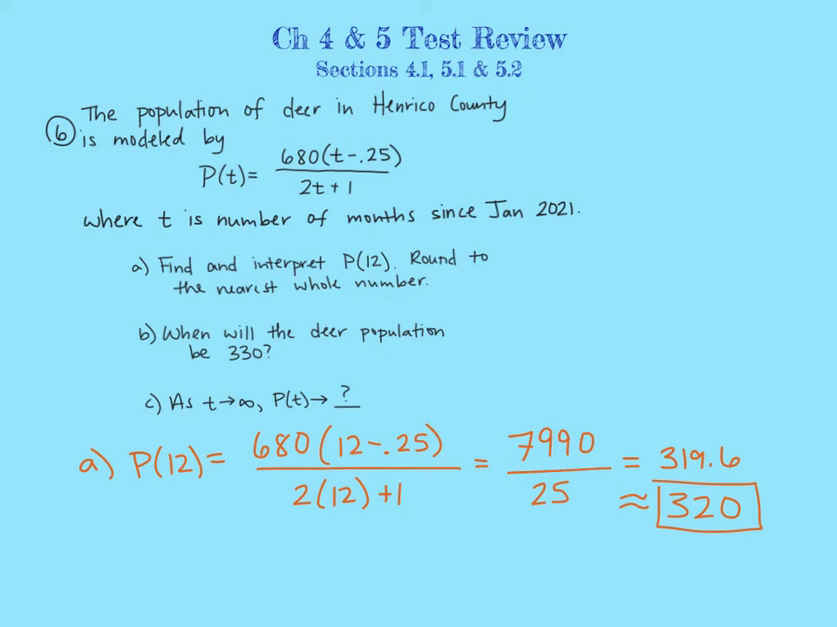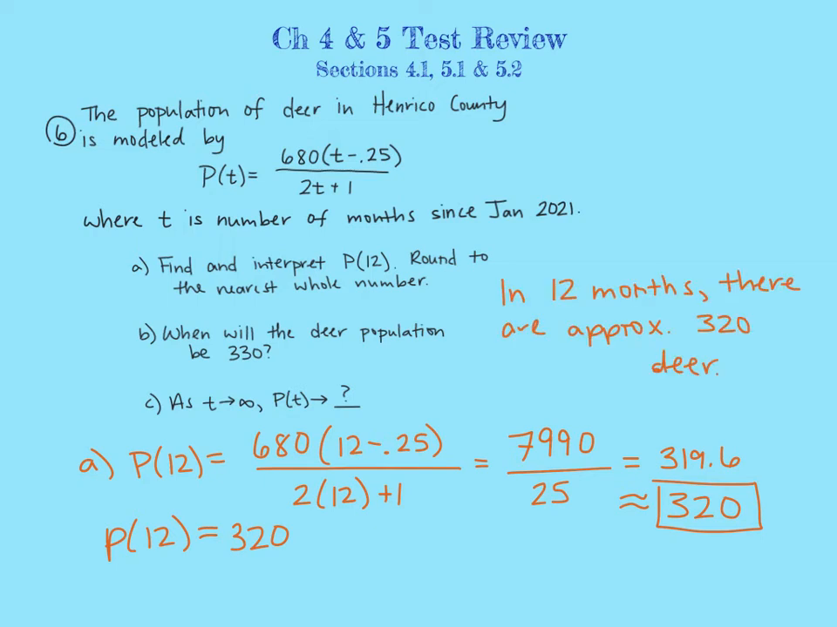All right, we want to interpret this. So to interpret it just means to write a statement about what it means. So this is what we're writing our statement about. P of 12 is approximately 320. So this just means that after 12 months, the population of deer is approximately 320 deer. Now you could also say in January of 2022, since we know when this exactly will be. So as long as you have these two numbers mentioned, or as long as you say in January of 2022, some time frame, and you give the approximately 320 deer, you have interpreted this correctly.